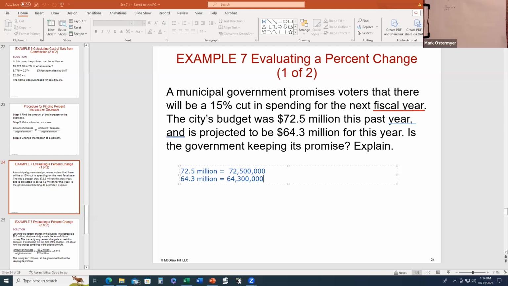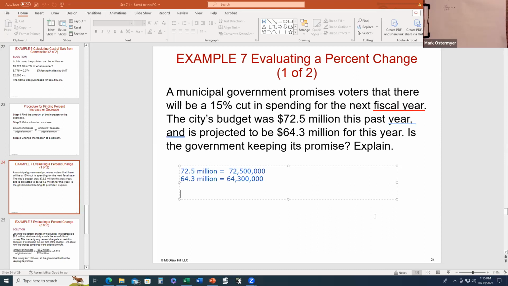I mean, it doesn't hurt intellectually. If you already knew that, great. But if you didn't, hey, we learned something. All right, ladies and gentlemen, is this government keeping their promise? Remember, they promised a 15% cut in spending, correct? Let's find out.